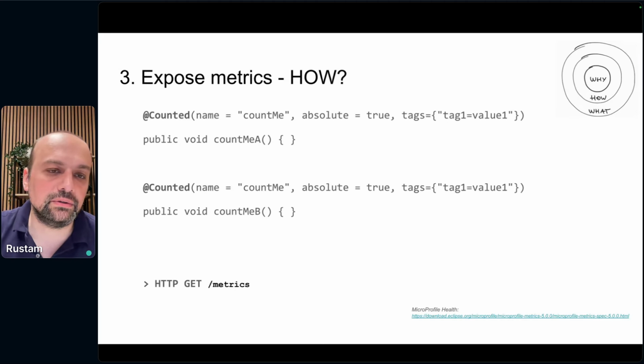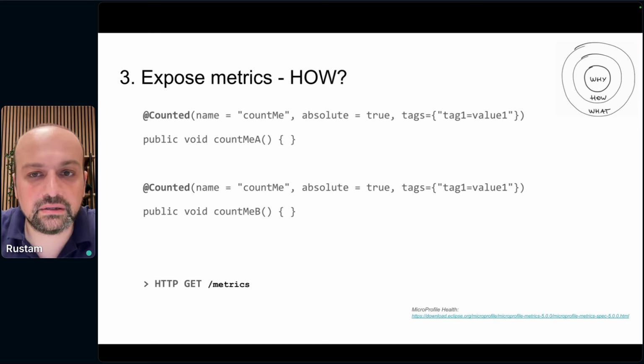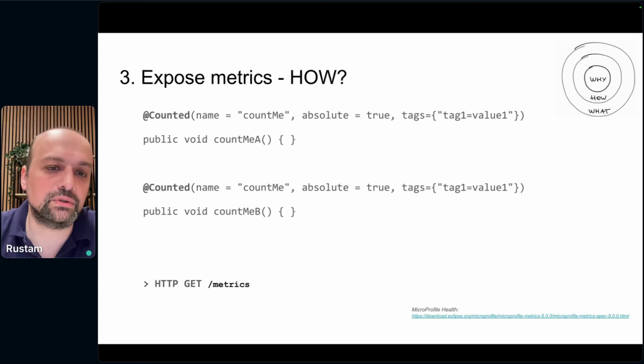The simplest stuff you can do, always do, is to count things, right? So obviously you can do that here. You can do @Counted, and then you tell it if that's an absolute number or not, and what kind of tags you want to provide, and then you just keep on creating this value.